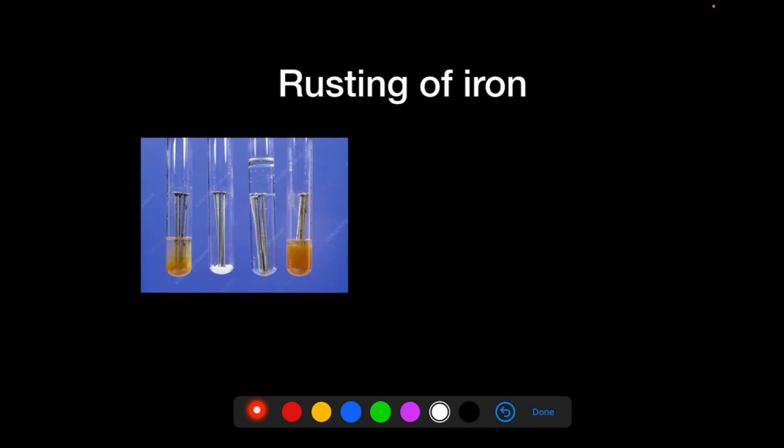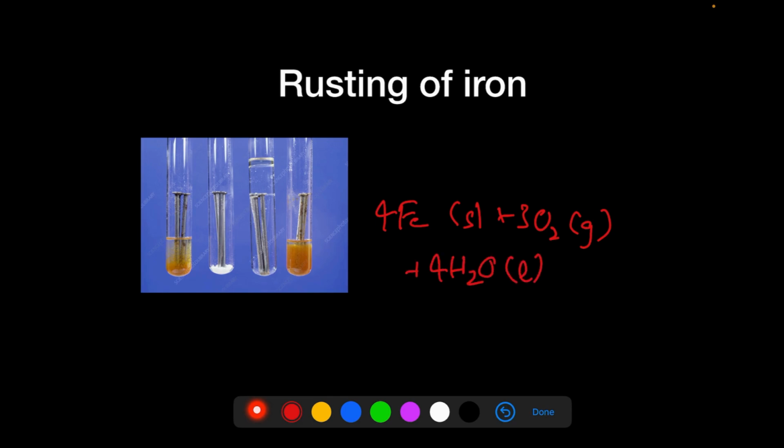Now we move on to rusting of iron. Rusting requires oxygen and water. The reaction for rusting, very important, is 4Fe solid plus 3O2 gas plus 4H2O liquid gives us 2Fe2O3.5H2O, hydrated iron(III) oxide.